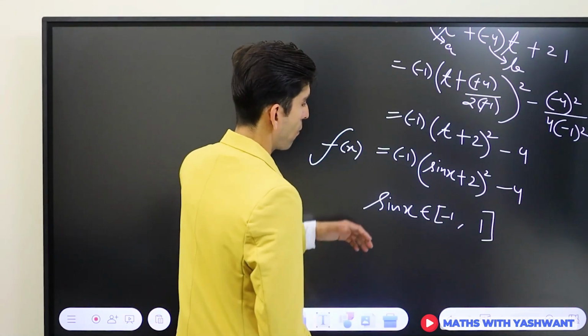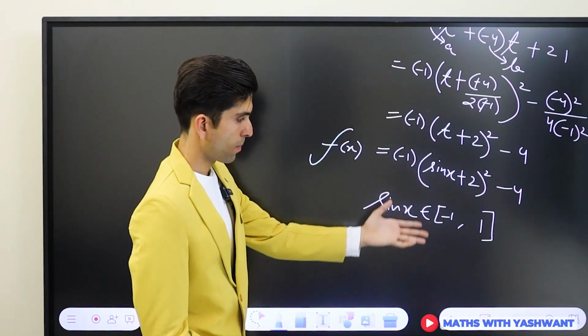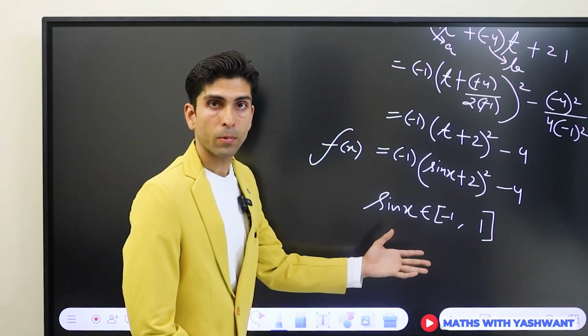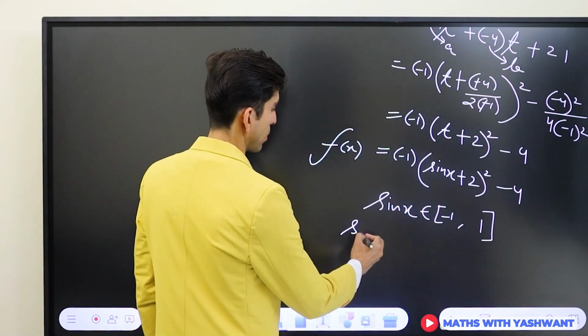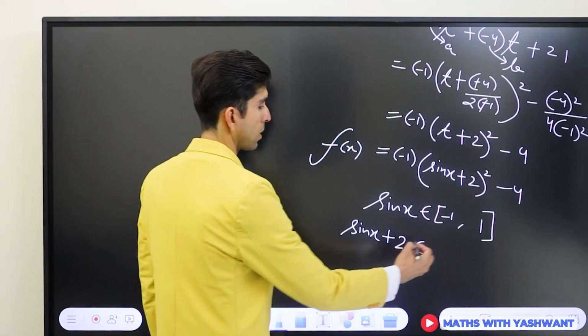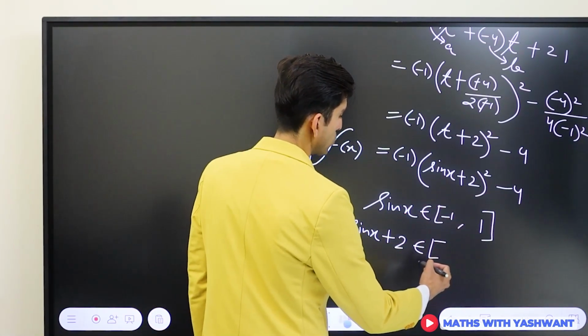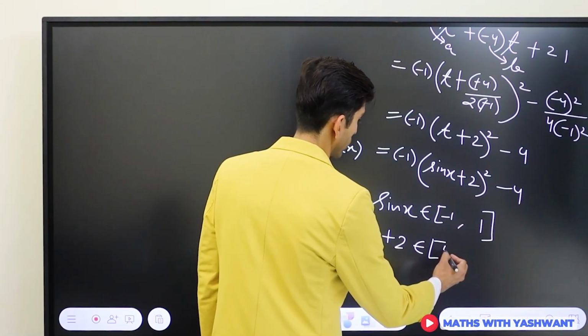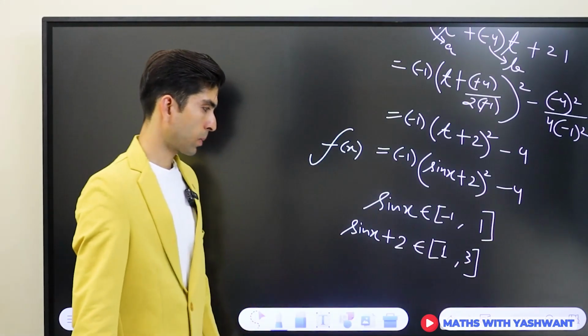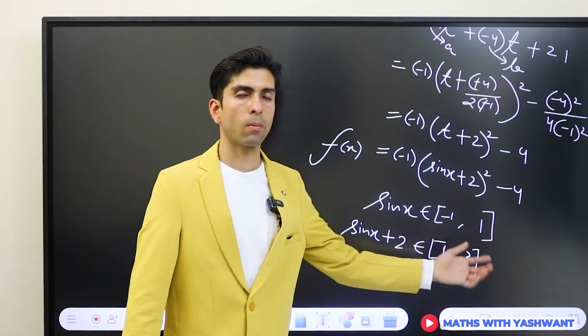Now we'll modify our basic functional expression at every step. You'll see how I'm doing that. So you add 2 to sin x, sin x plus 2. To get the new range, you add 2 to the left-hand boundary point, so you get 1, and to the right-hand boundary point, when you add 2, you get 3. So sin x plus 2 comes out to be 1 to 3, closed from both sides.